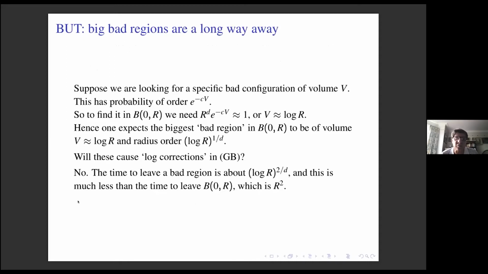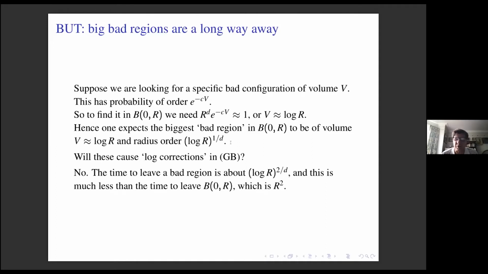But in a certain sense, big bad regions are a long way away. And we can do a sort of back of envelope calculation to get an idea of how big the bad regions are. So supposing we're looking for a specific bad configuration like the one we saw on the previous slide, which has volume V. The probability of seeing that in a particular region is e to the minus CV. And so very roughly, to find it in the ball of radius R, we need R to the D times e to the minus CV to be about 1, or the volume to be of roughly order log R. So one expects the biggest bad region in B(0,R) to have volume about log R and radius (log R) to the 1 over D.